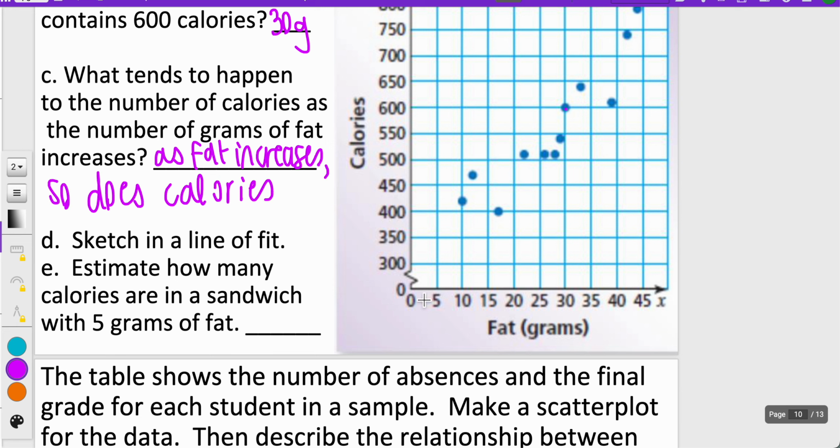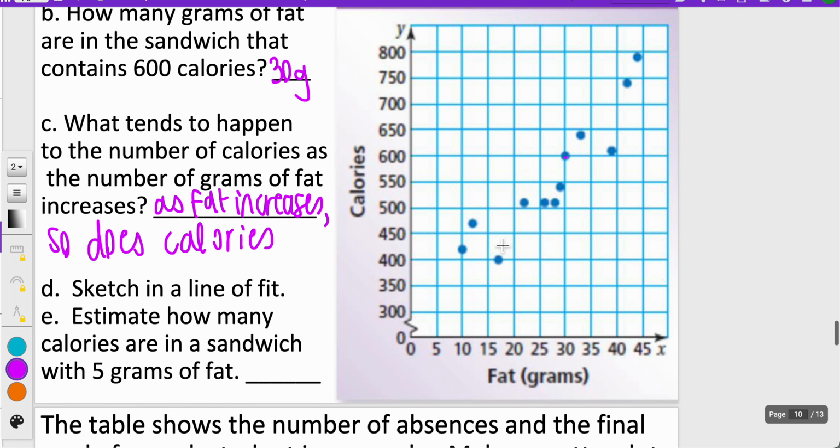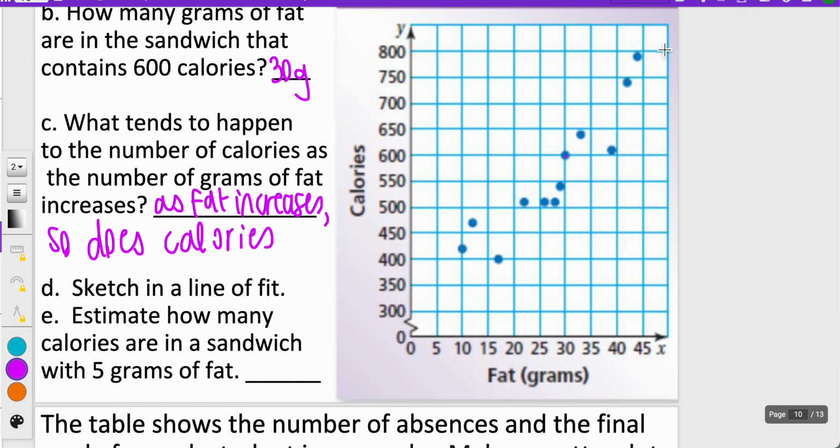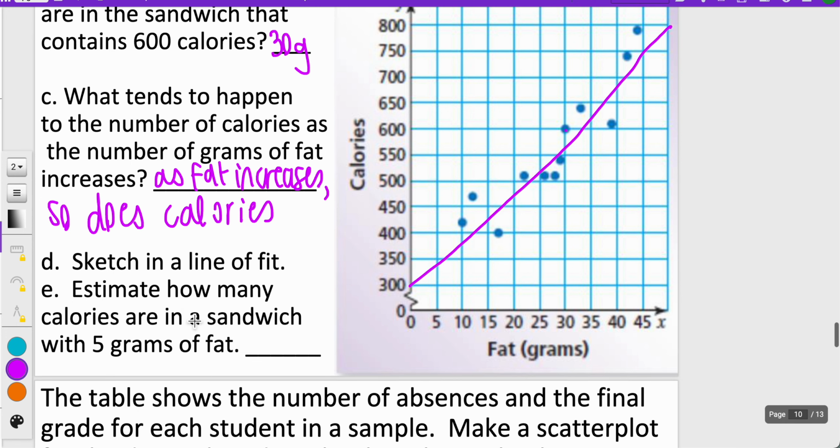So what we're going to try to do is draw a straight line through most of the points of data and have about half on the underside of it, half on the upper side of it. So we're looking at kind of about this. Okay. This is going to help us estimate.